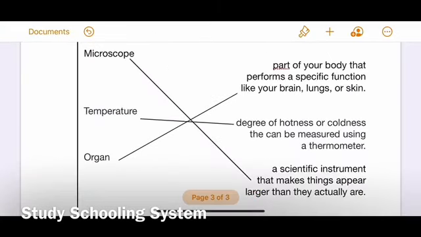Now these are all of the definitions matched. So microscope is the one at the end, temperature is the middle one, organ is the first one. Now this is all of your work done. You have to do all of this in your notebook including the hard words.